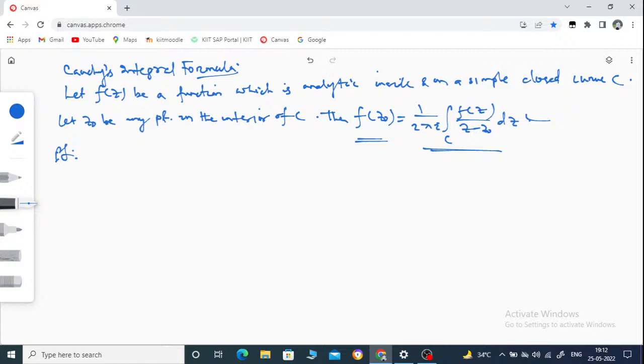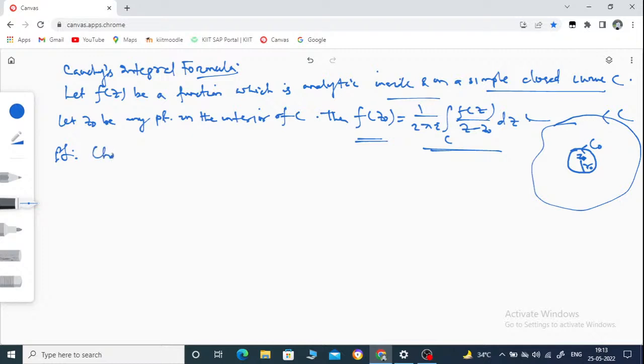So first, we are saying that f of z is a function which is analytic inside and on a simple closed curve C. Okay, this is the simple closed curve C, and here we have to choose a circle whose center is z naught and radius is r naught. Okay, so this is the circle C naught whose center is z naught and radius is r naught.